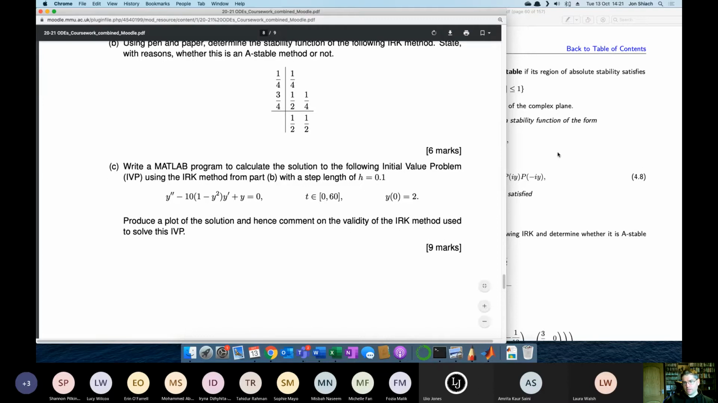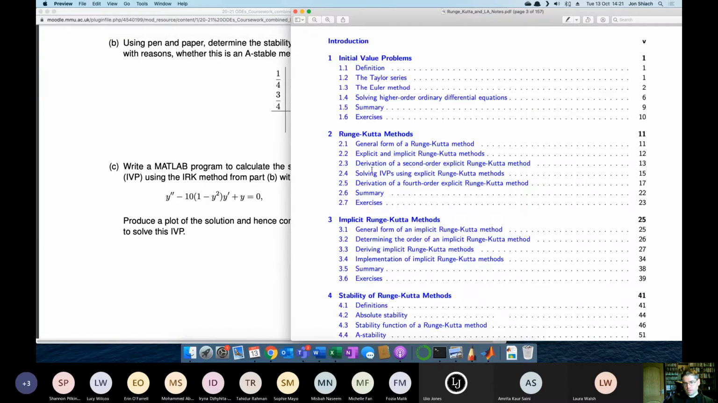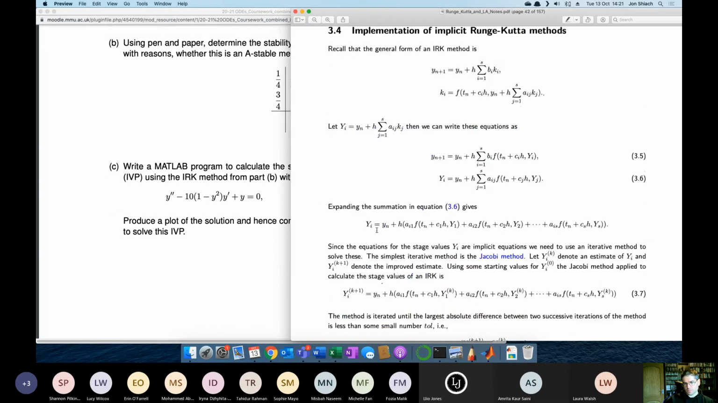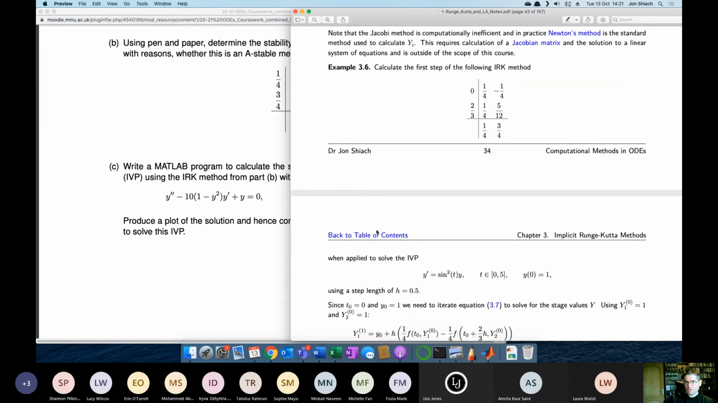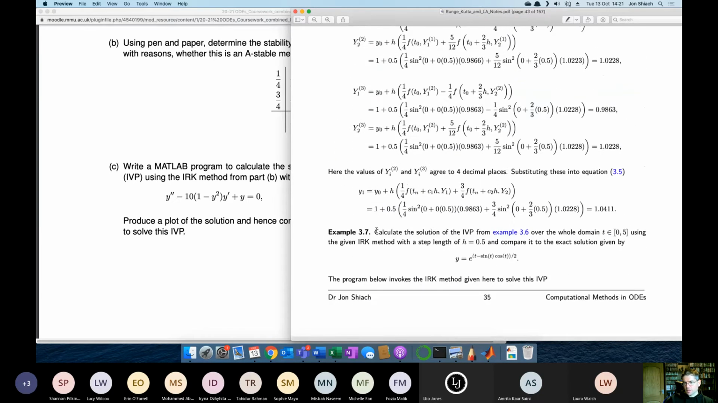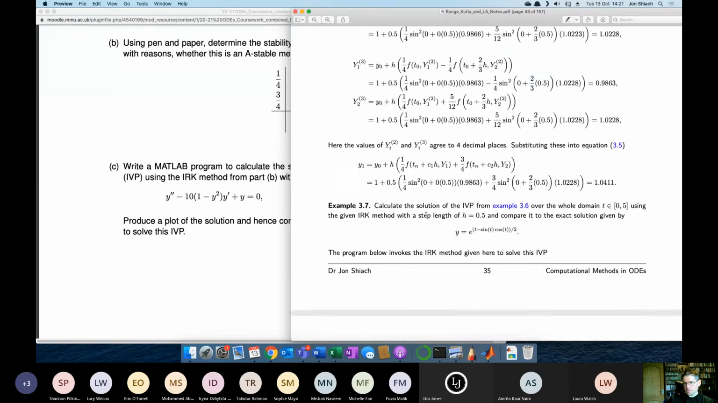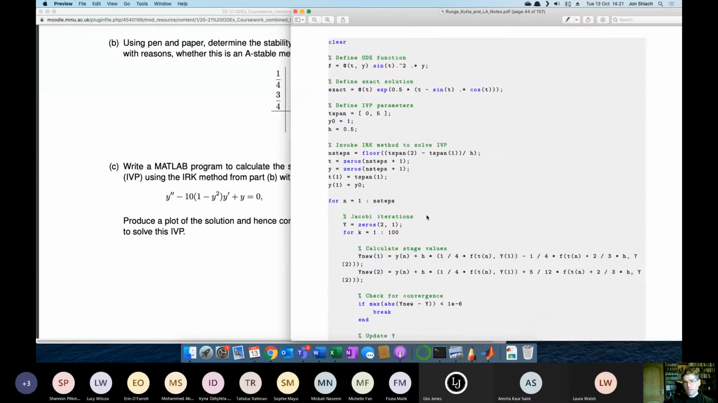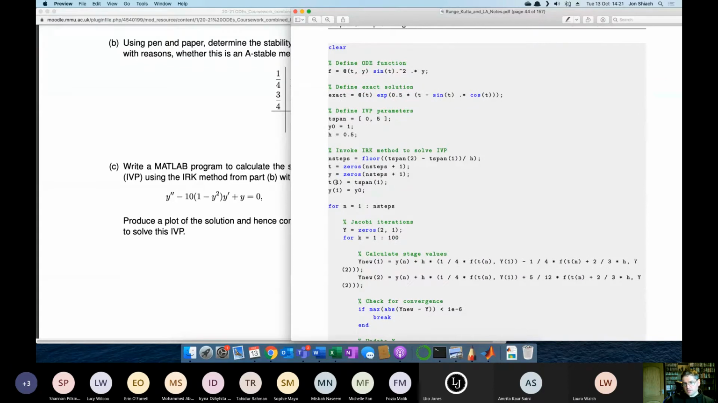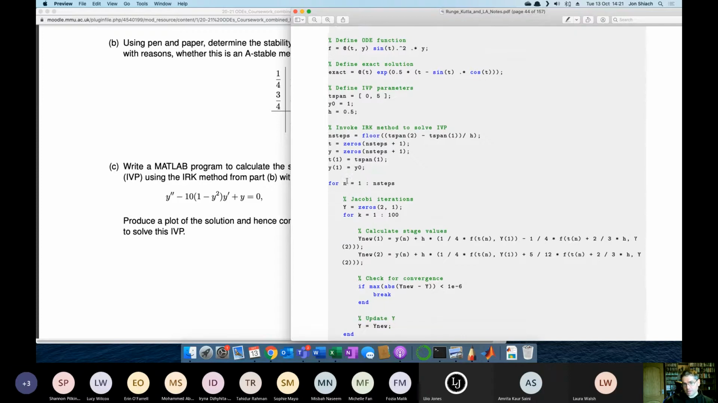And finally, part C, if I go back to implementation of Runge-Kutta methods, there's quite a lengthy example here, 3.6. Obviously, this is a hand calculation. I never recommend doing it by hand, so here's some MATLAB code. You'll notice it's similar to the other code, even the Euler method code. So there's lots of similarities. You define your ODE function, define your parameters, etc.